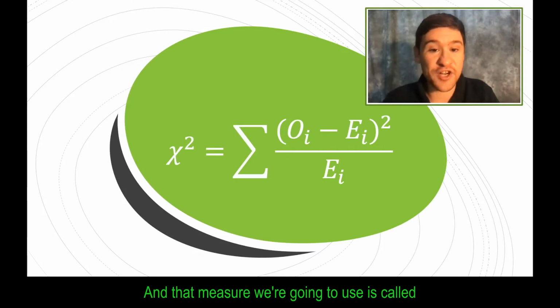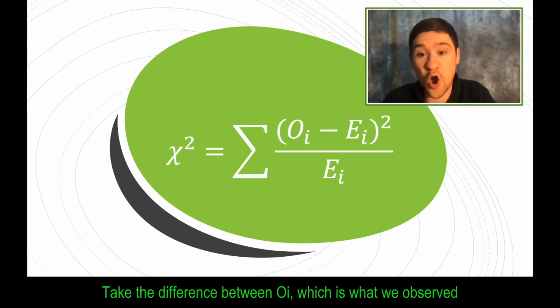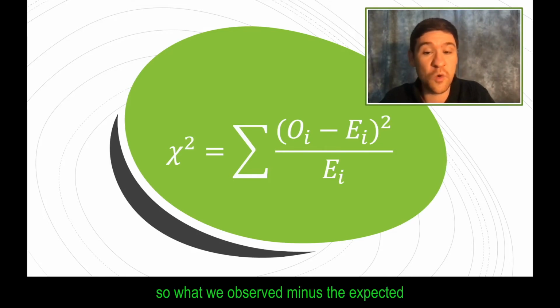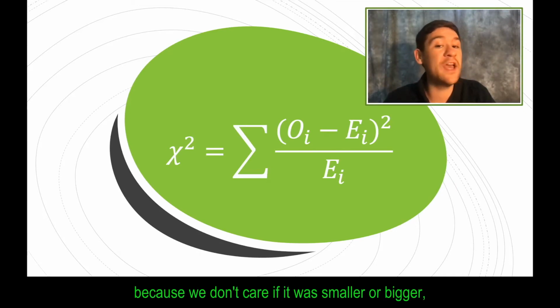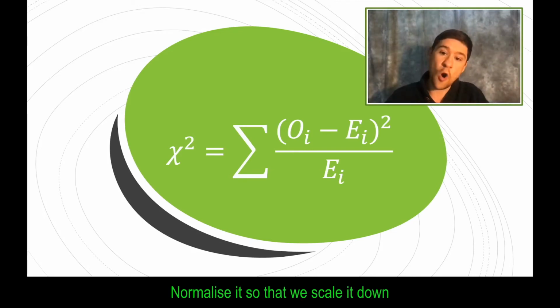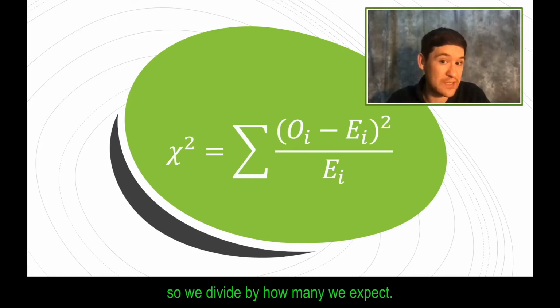And that measure we are going to use is called the chi-squared statistic. Take the difference between O_i, which is what we observed, minus E_i, which is the expected. So what we observed minus the expected, that's the distance between them. Square it, because we don't care if it was smaller or bigger. We just care that there was a difference. Normalize it so that we scale it down so that everything's on the same scale. So we divide by how many we expect.